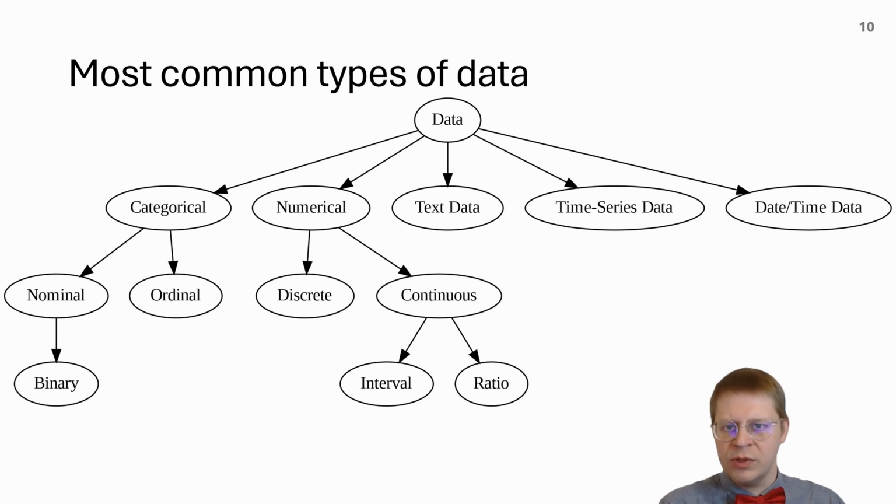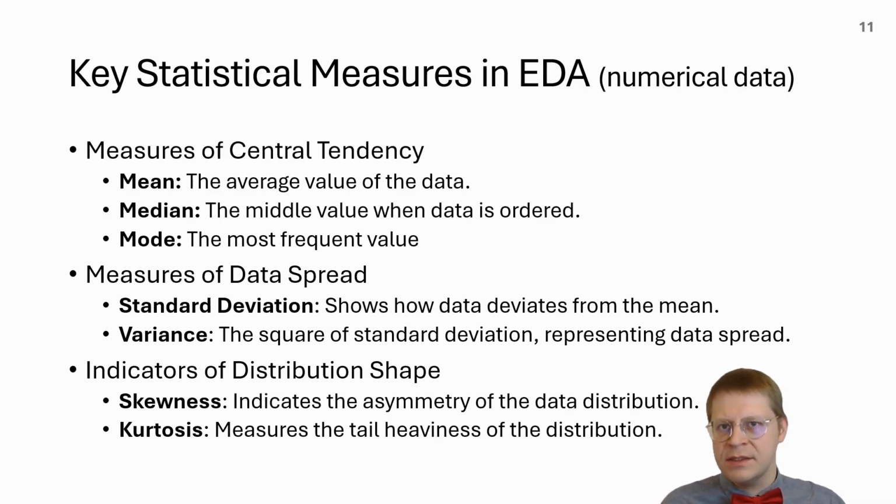The initial analysis lays the groundwork for everything else that follows. So, what about the key statistics? Key statistical measures in EDA for numerical data. The mean gives you the average value. The median provides the middle value when the data is sorted, and the mode represents the most frequently occurring value. And they are called measures of central tendency.